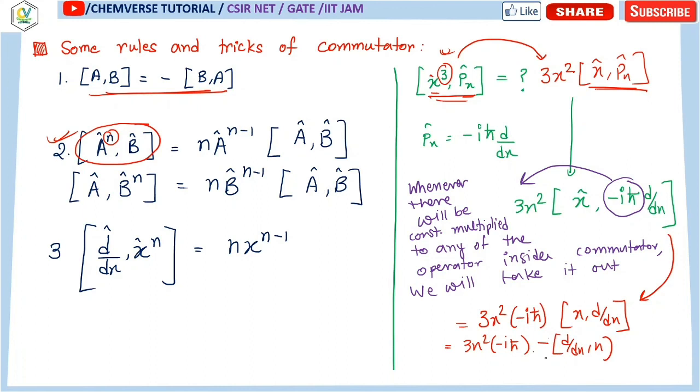So there will be a minus sign. Now we determine the derivative of x, which will be 1. So it has a value of 1. So it will be 3x square minus i h cross into minus 1. So it is basically minus 1 plus 1. So it is 3x square i h cross. So that will be your answer.